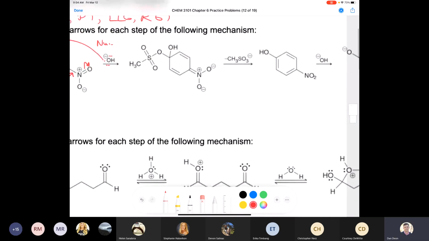What's happening in the second step? It must be a loss of leaving group, right? This is a loss of leaving group. The key is that you're losing something here, okay? And you can see there's going to be quite a few arrows drawn here.